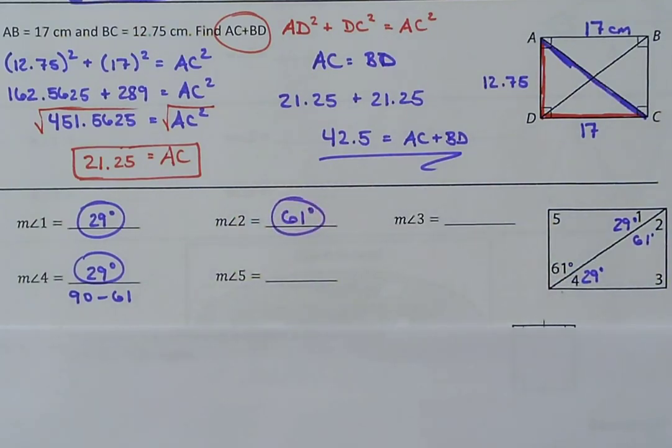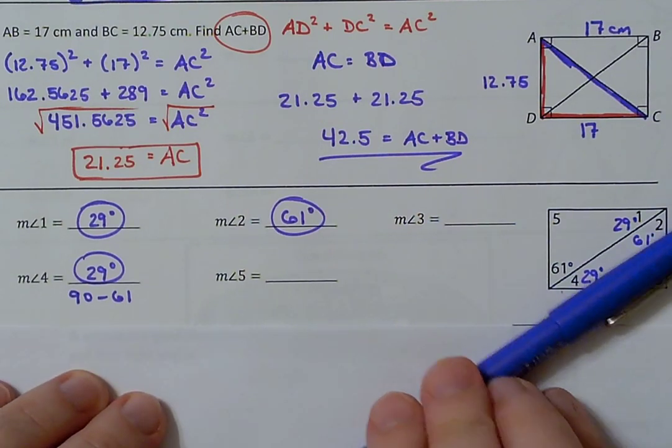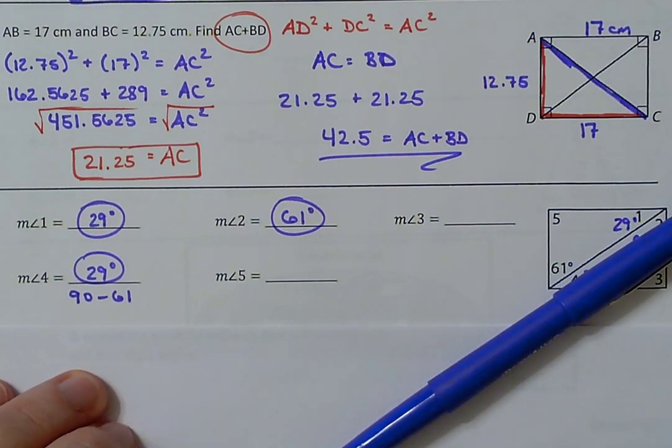Now, from there, we need to figure out what angle 3 or 5 is. To do that, if we focus on the bottom right half, with angles 1, 5, and 61 degrees, that forms a triangle. Knowing that the angles of a triangle add up to 180 degrees, if I know that I have 61 degrees and 29 degrees, to find the measure of angle 5, all I have to do is 180 minus 61 minus 29, and that would give us our answer.